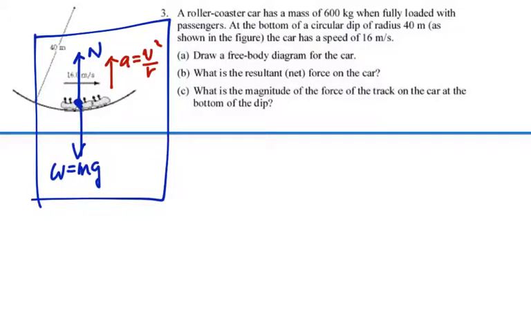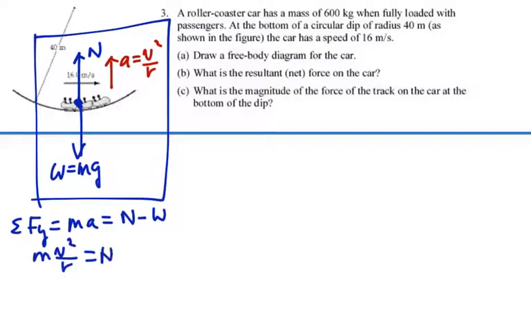Okay, part B. What is the resultant net force on the car? If we look at this free body diagram, we would see that the summation of the forces in the y direction is equal to mass times acceleration, and that's equal to the net force in the direction of acceleration, which would be normal force minus the weight. Strictly speaking, the mass times the acceleration, v squared over r, is equal to normal force minus mg.